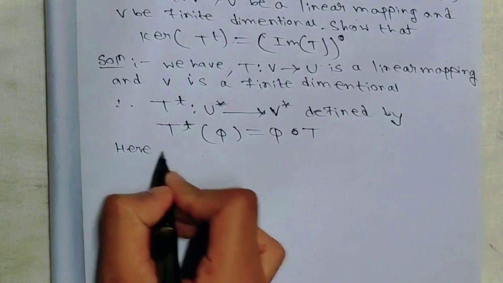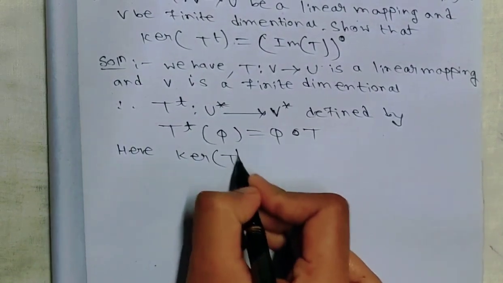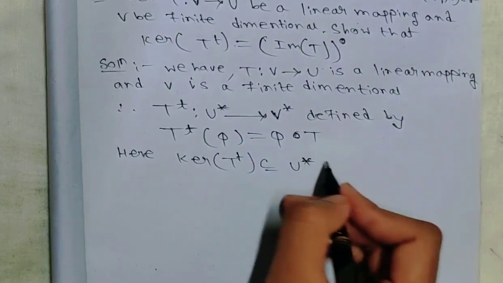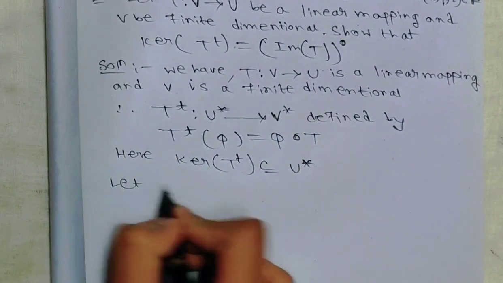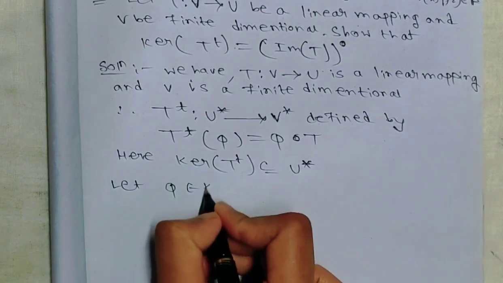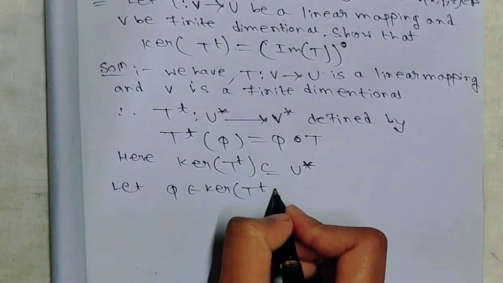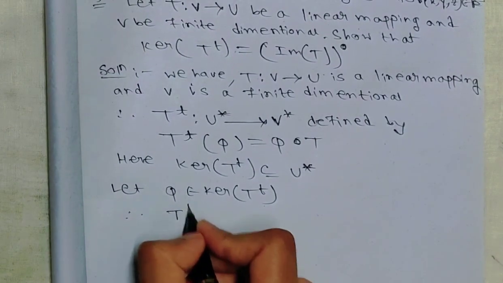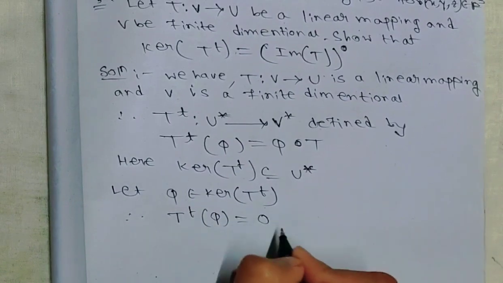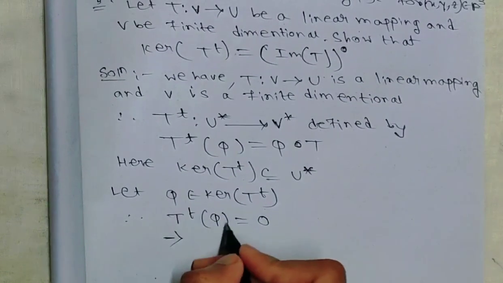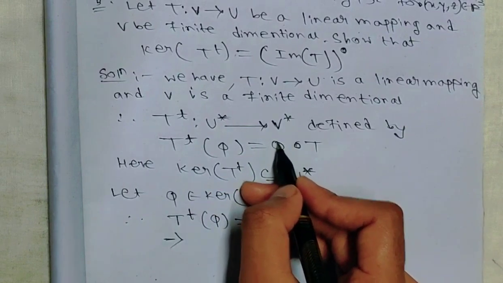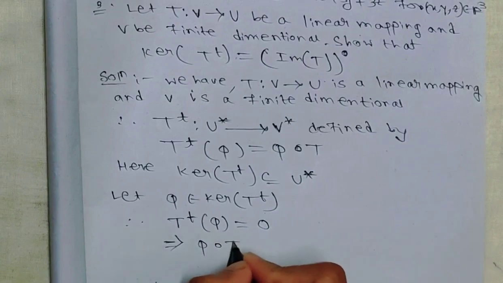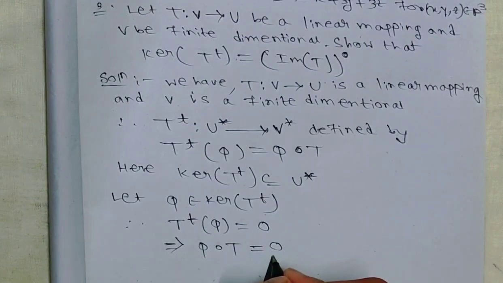Here kernel of T transpose is contained in U star. Okay, let phi belong to kernel of T transpose. Therefore T transpose of phi equals 0. That implies, we know that T transpose of phi equals phi naught T. So phi naught T equals 0.